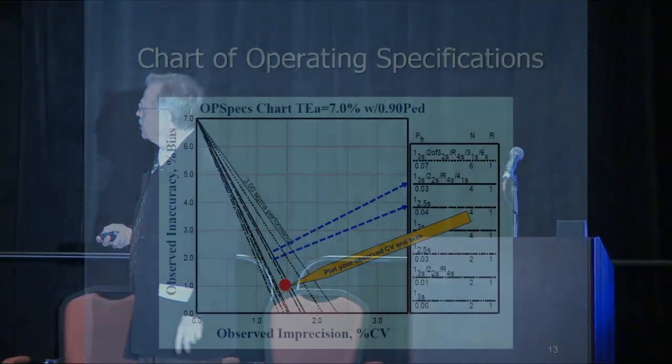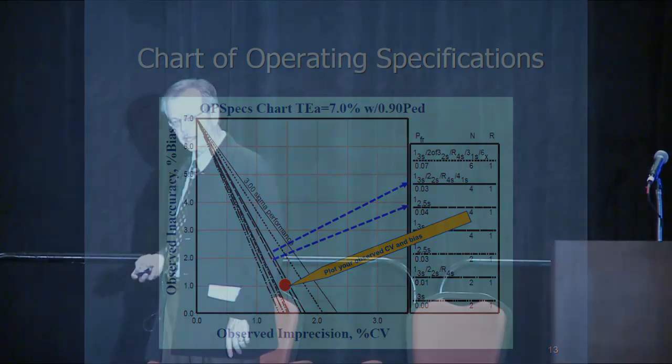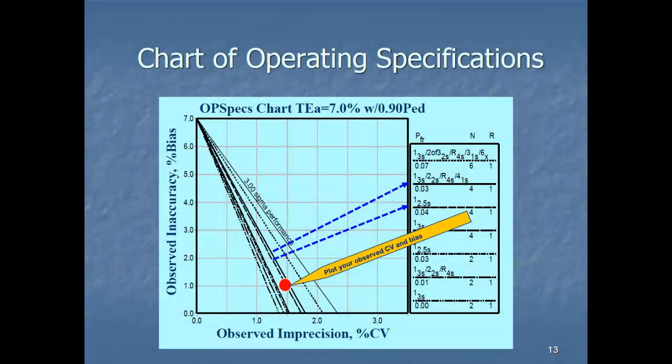Now this is a chart of operating specifications. This has been set up for that same quality requirement of 7%. And with this, you plot the precision and the bias. So you just plot an operating point, and then you look to see what are the lines above that. And those lines, top to bottom, correspond to what's in that key. So if you look to see what are the two immediate lines above that, it's a multi-rule with an N of 4, 2.5s with an N of 4.